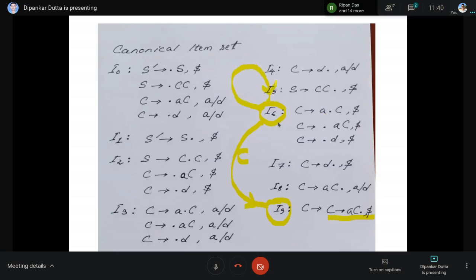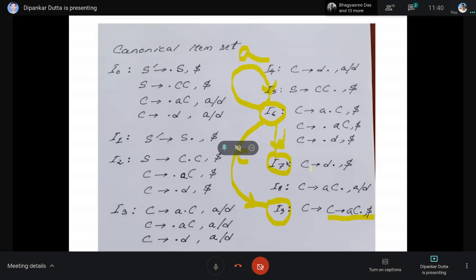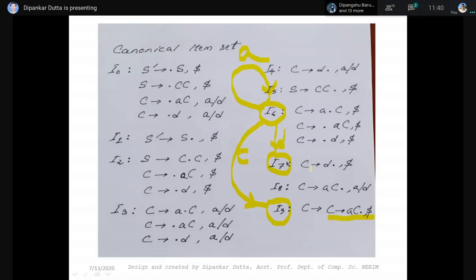Here is a self-loop. So if we place small a here, then I6 will move towards I6 itself. And similarly for d, C implies dot d comma dollar, where is it available? C implies d dot, in I7. Good, I7. So if you place d as an input, then it will move to I7. This way we can construct the canonical item set transition diagrams, or the deterministic finite automata. Clear?